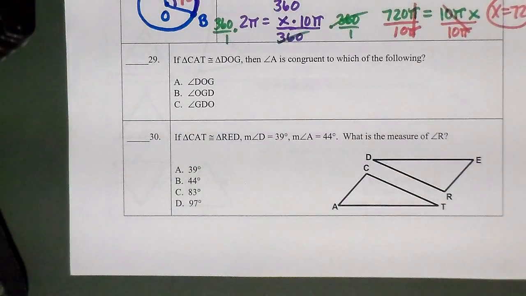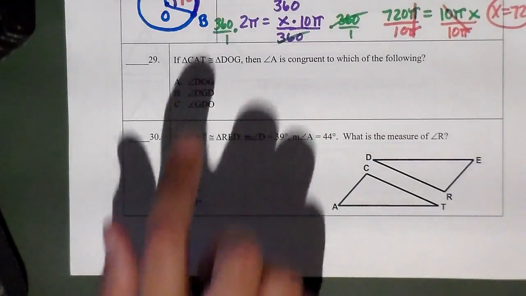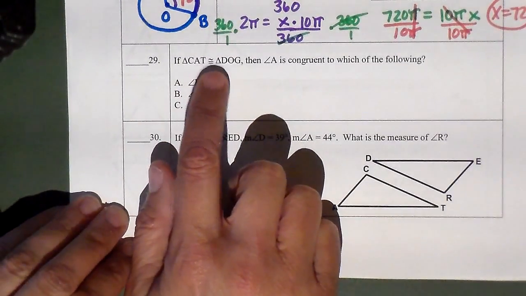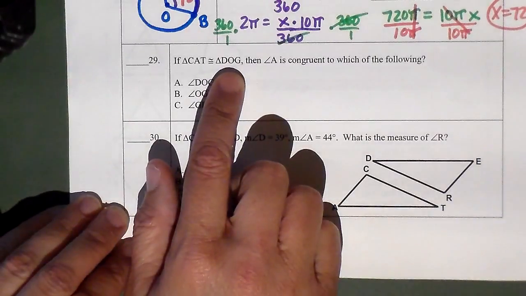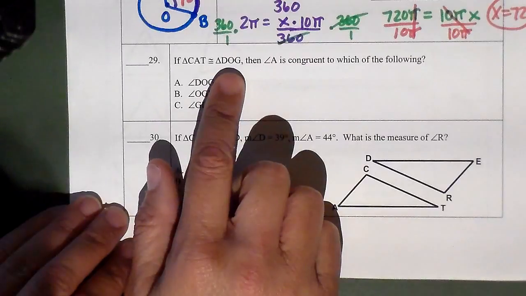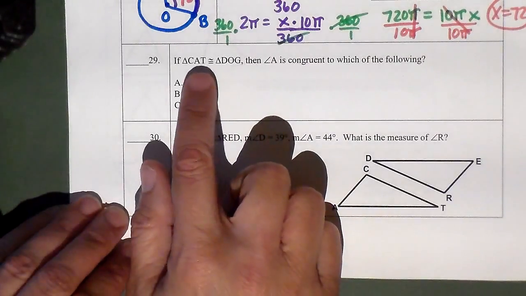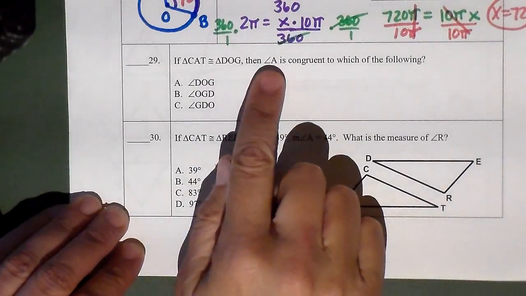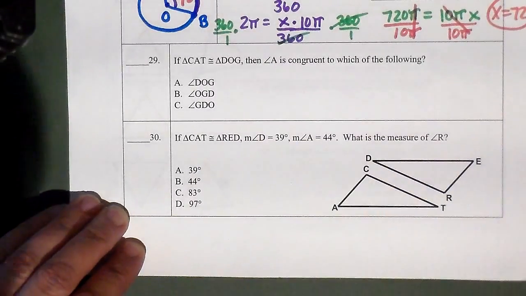So corresponding sides and angles are congruent. I'm going to look at this statement right here. This statement says the triangle CAT is congruent to triangle DOG. As you can tell, we use very unique names here, cat and dog. I know, it's pretty creative. So triangle CAT is congruent to DOG. Then what is angle A congruent to?